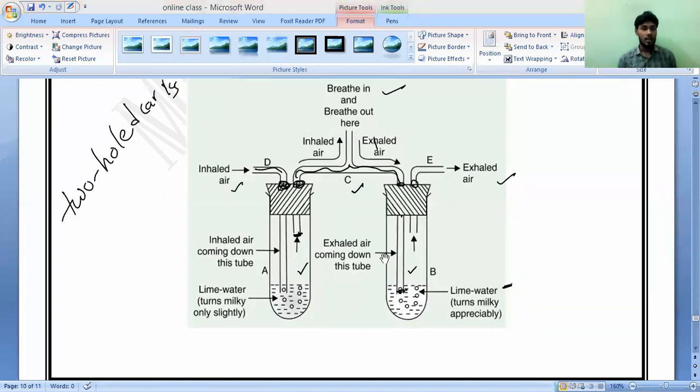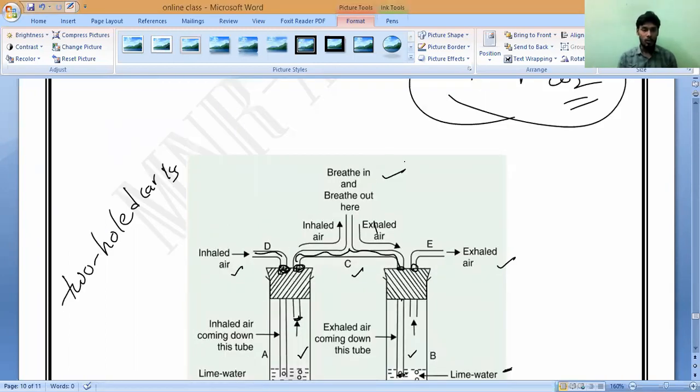Now, what is the process? We have to put the top end of the tube C in the mouth, and we have to breathe in and breathe out gently. We have to keep our mouth on the top and do the breathing process. When we breathe in, the inhaled air, or the fresh air, enters the glass tube D and passes through the lime water in boiling tube A. The oxygen air will be entering into this glass tube only.